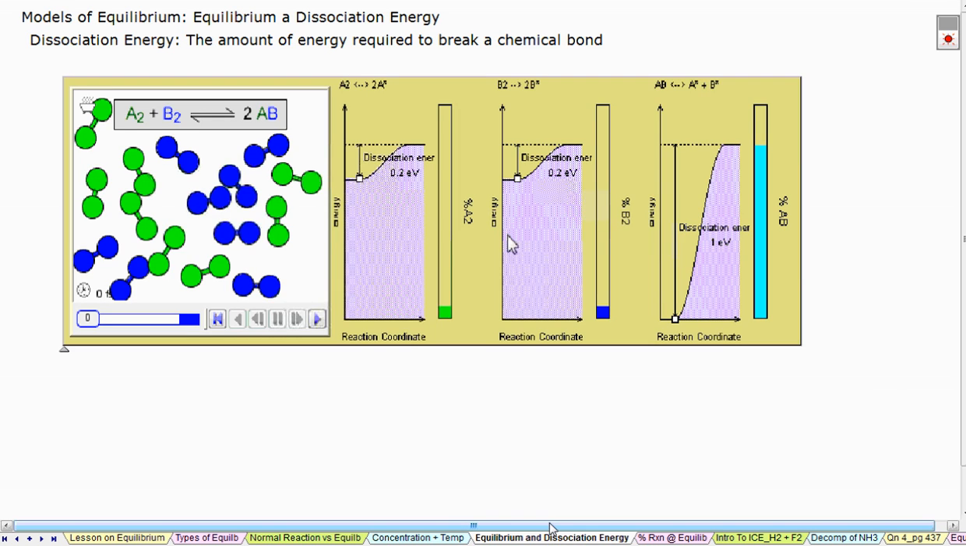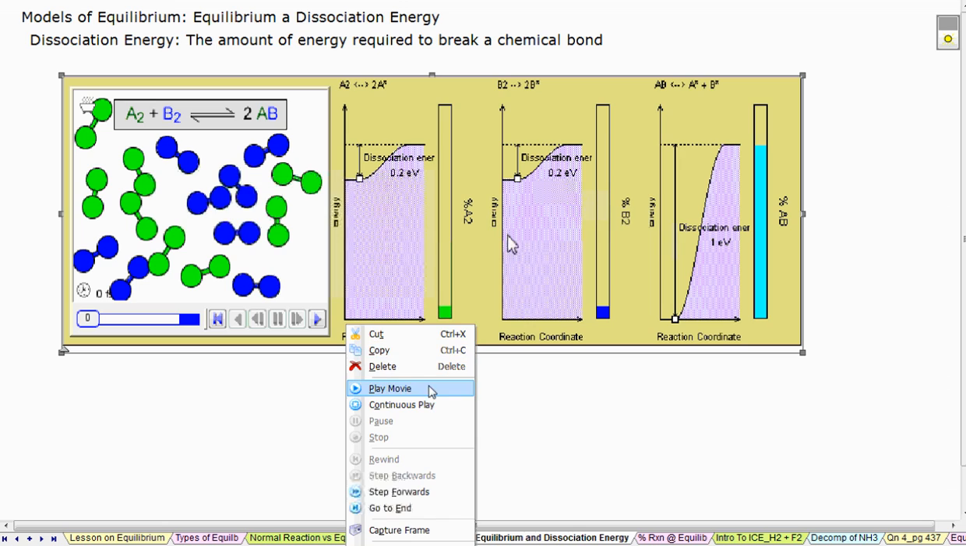The last one we're going to look at, the last model here, is where we alter the dissociation energy. That's the amount of energy required to break a chemical bond. So in this case we've got reactants A2 and B2, and they are going to react to form AB. So in order for that reaction to happen, we have to break the bonds between the two A atoms and break the bonds between the two B atoms, and then they will form AB. Now depending on how strong the bonds are, that will direct the equilibrium in one direction or another.